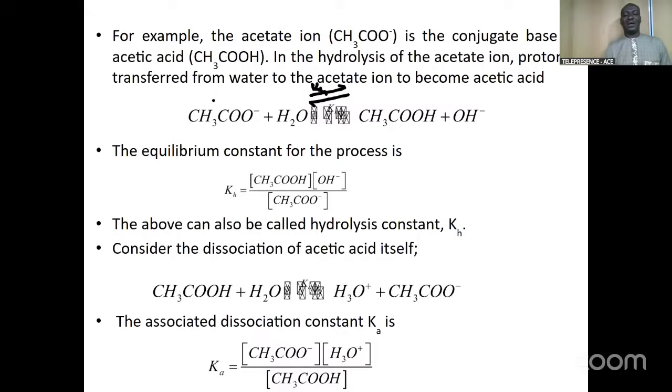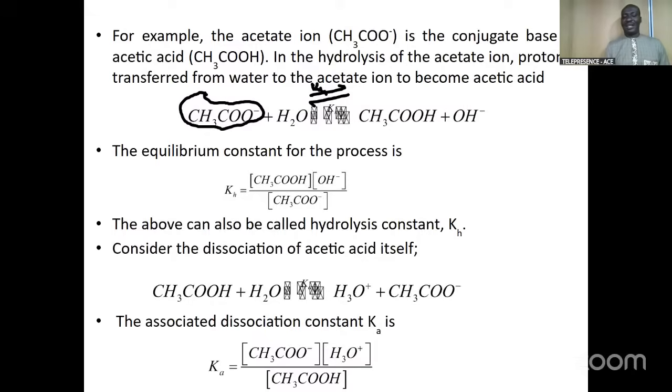This acetate ion, the conjugate base of a weak acid, reacts with water to form acetic acid and OH. So the equilibrium constant for this reaction is called the hydrolysis constant. In this case, it is the acid hydrolysis constant. And of course, like you're familiar, KH will be equal to the concentration of acetic acid times OH minus over the acetate ion.